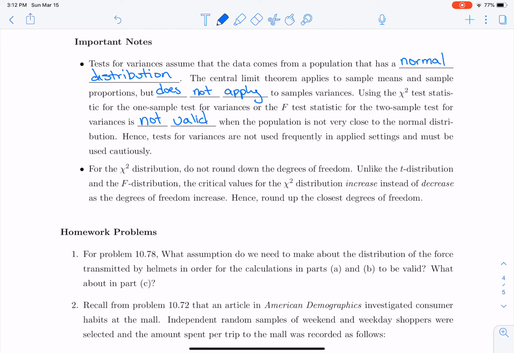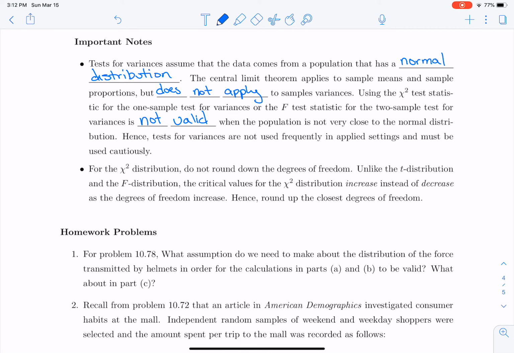So you need to know that your data comes from a population that has a normal distribution, regardless of sample size, in order to apply one of these tests. The second thing is that for the chi-square distribution, do not round down the degrees of freedom. Unlike the t distribution and the f distribution, the critical values for the chi-square distribution increase instead of decrease as the degrees of freedom increase. So for the chi-square distribution, you have to round up to the closest degrees of freedom.